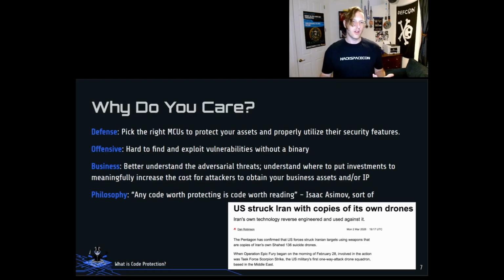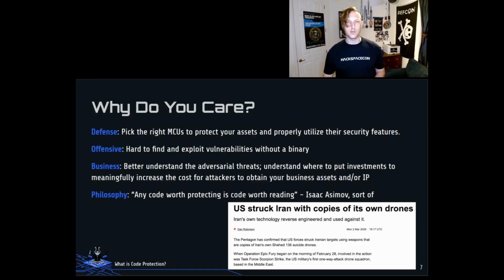And why do you care? From a defensive perspective, you want to make sure that you're picking the right microcontrollers to protect your assets and properly utilizing their security features. You want to make sure you actually are enabling the code protection that you expected. From an offensive perspective, it is hard to find and exploit vulnerabilities without a binary and without code to look at. From a business perspective, you want to better understand the adversarial threats, including where to put your investments to meaningfully increase the cost and difficulty for attackers to obtain your business assets.